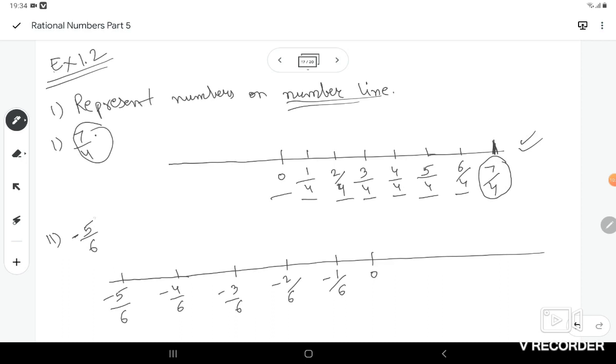Similarly, the next question says: represent the number minus 5 by 6. It will be on the left hand side of the 0 on the number line as it is a negative number. So similarly, as we have done for 7 by 4, we will do for minus 5 by 6. We will make the denominator 6 and divide the number line in the same way: minus 1 by 6, minus 2 by 6, minus 3 by 6, minus 4 by 6 and finally we come to minus 5 by 6.